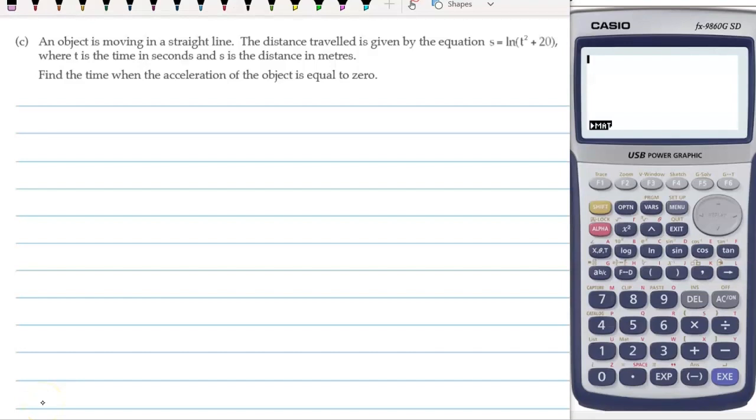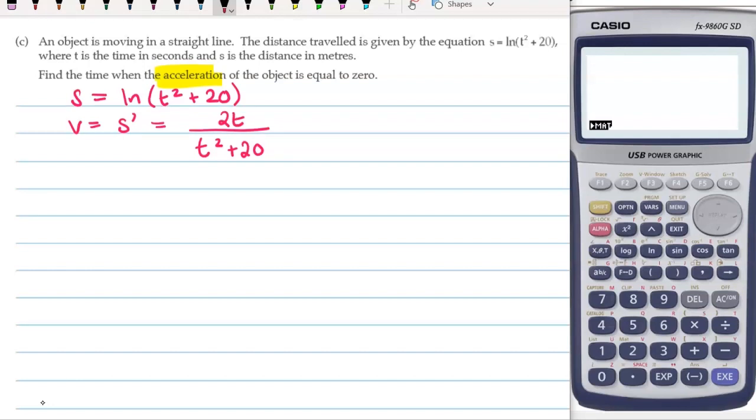On part C, we've got a little bit of kinematics. We have the displacement function s is the natural log of t squared plus 20, and we want to get to the acceleration function. Well, first we need the velocity as a middle step. So the velocity is to differentiate s. So this will be 1 over what's inside of the function there for differentiating a natural log, and then we times by the derivative of what's inside, which is 2t.